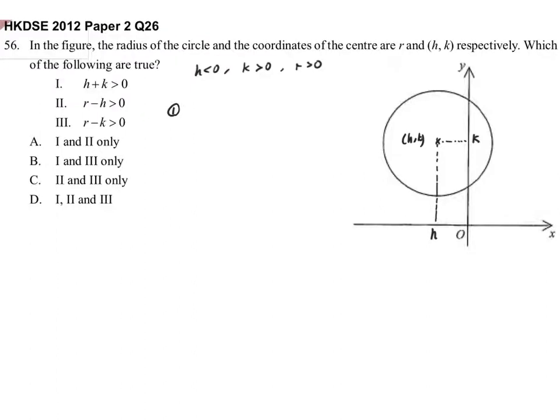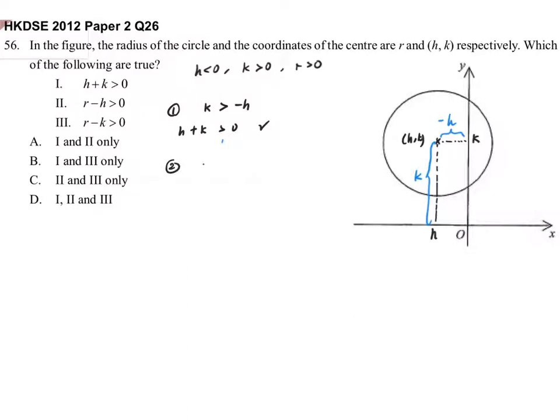Statement 1. The key point is to compare the distance from center to the x and y axis. K is a positive number, so the distance from center to the x-axis is equal to K. But for the distance between the center and the y-axis, h is a negative number, so the distance should be negative h. Compare the two distances. K is longer than negative h. After we move terms, we have h plus k greater than 0, so 1 is correct.